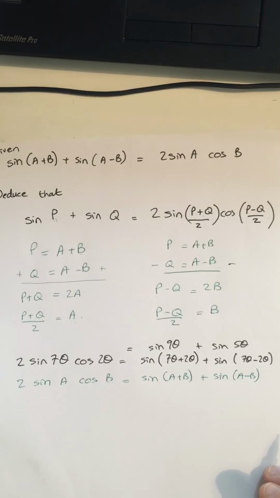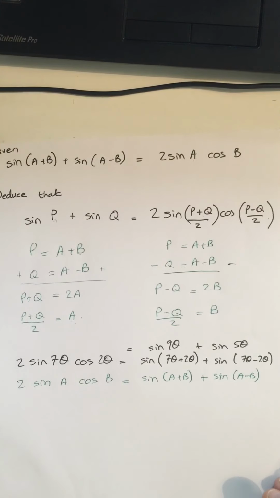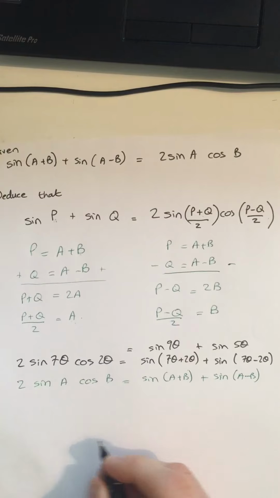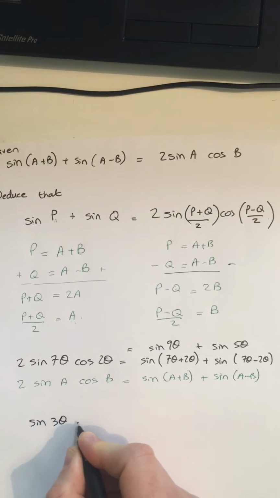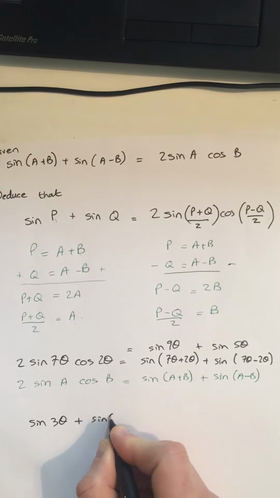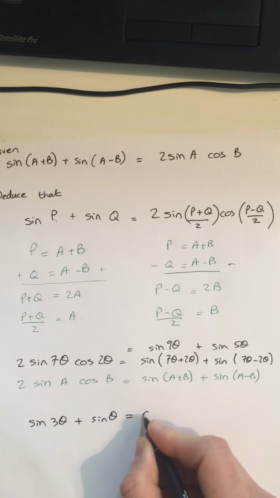Then for part D of this question, we were asked to use the result in part B to solve this equation. Sine 3 theta plus sine theta is equal to 0.